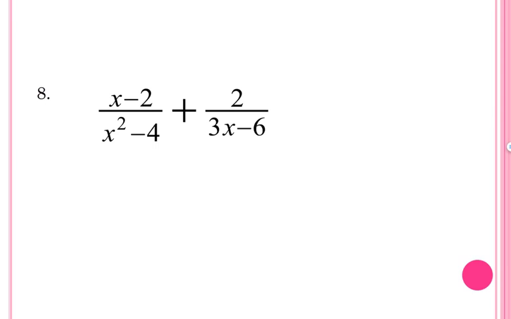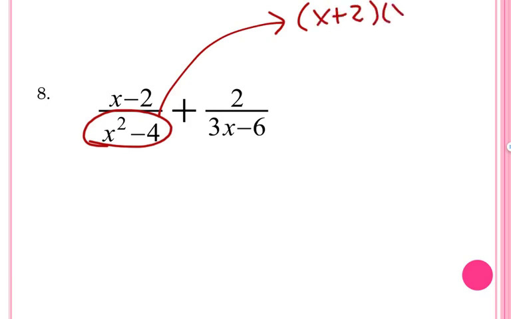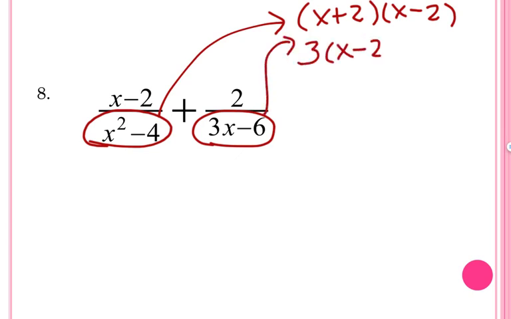Okay, number 8. This one, we have actually 3 factors that are going to go into our denominator. And I can tell that because if I look at this one right here, if I factor that, that factors to be x plus 2 times x minus 2. You want to use your factoring skills to find out what all the factors are because you don't want to do more than what you have to. This right here, that factors to be 3 times x minus 2.